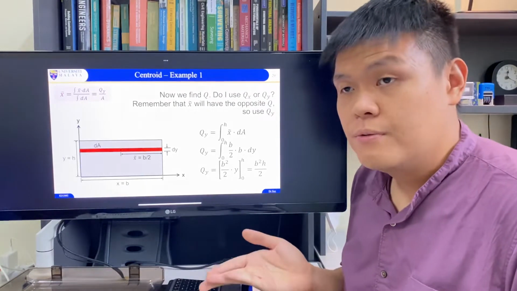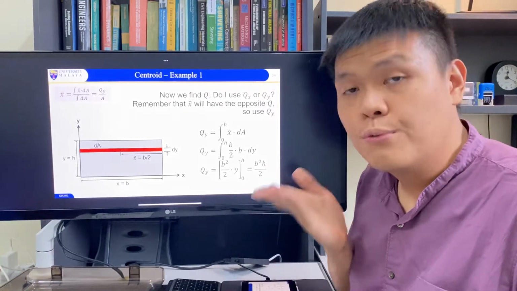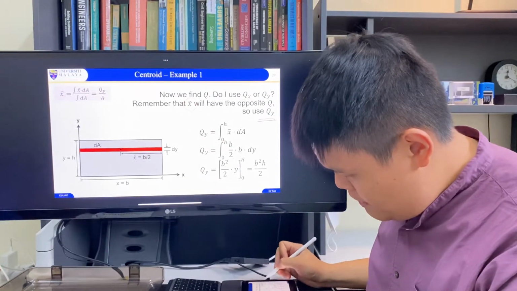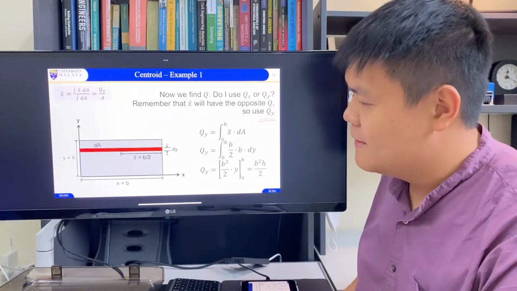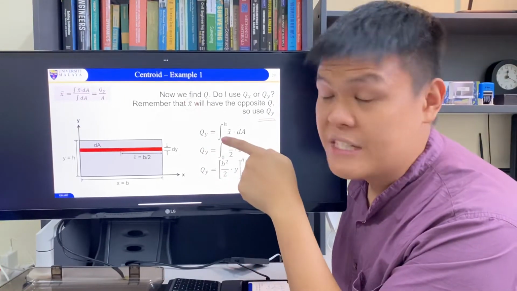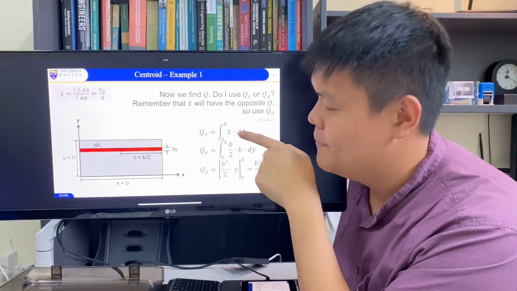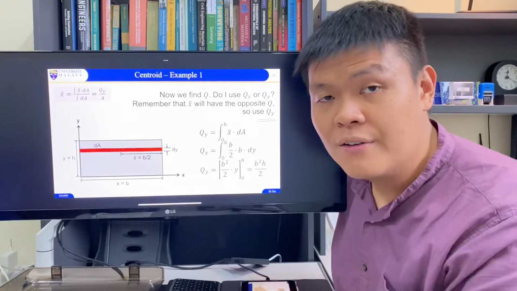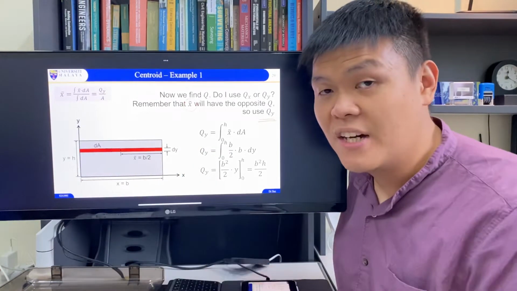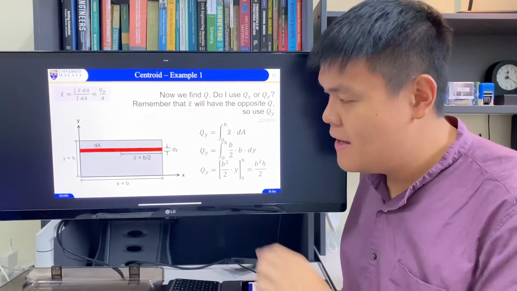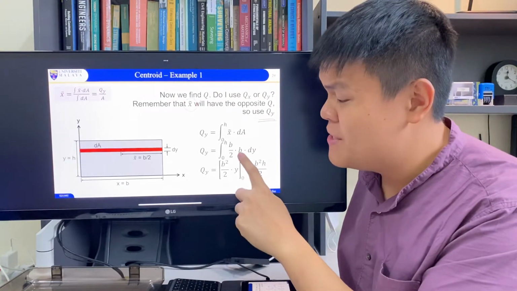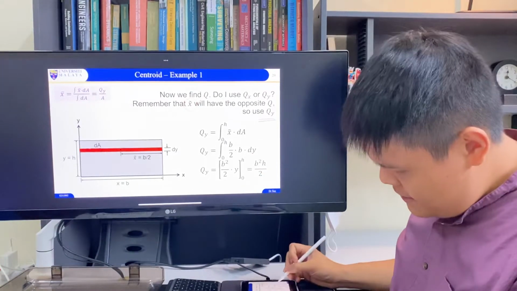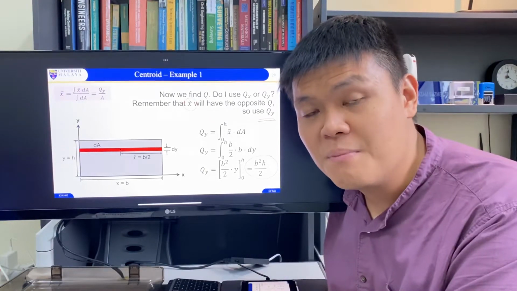Now we find Q. So do we use Qx or Qy? Now we're looking for x, so that means we need to use Qy. Again, Qy is equal to the integration of x tilde times dA. x tilde is the middle of the area that we have drawn, which is b divided by 2. So substitute that in, and dA from previous is b times dy. Then you work this out, and you should get b squared h divided by 2.